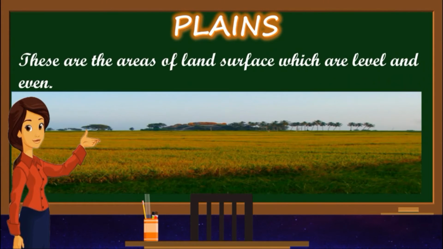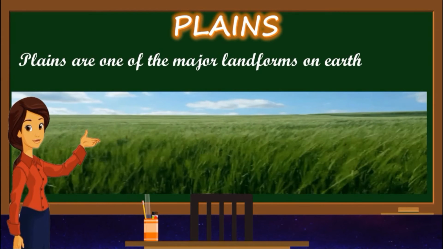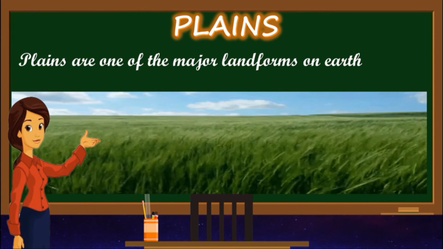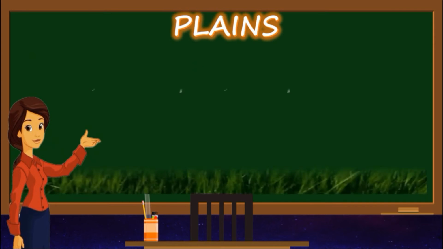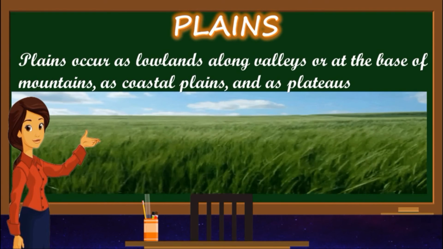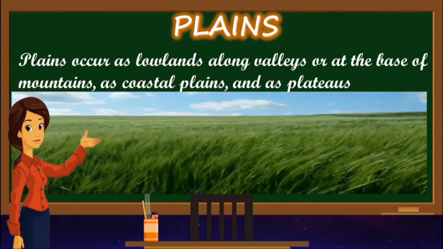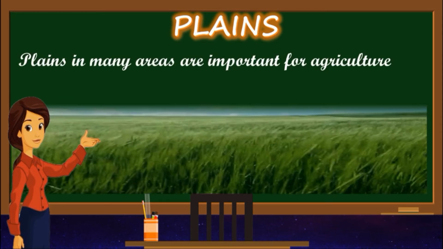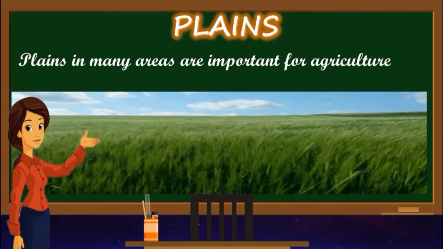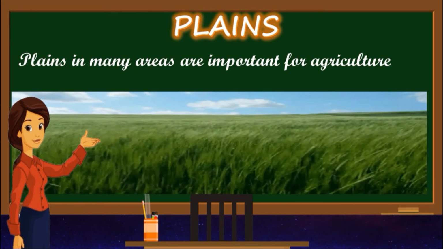Plains are the areas of the land surface which are level and even. Plains are one of the major landforms on the earth. Plains occur as lowlands along valleys, at the base of mountains as coastal plains, and as plateaus. Plains in many areas are important for agriculture. So overall, what is it about the plains?